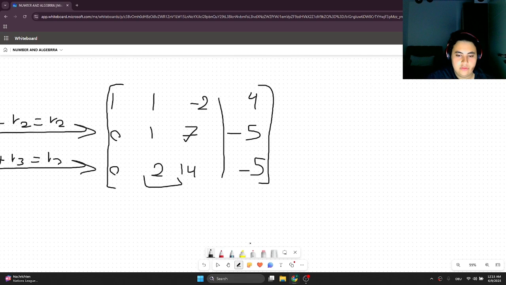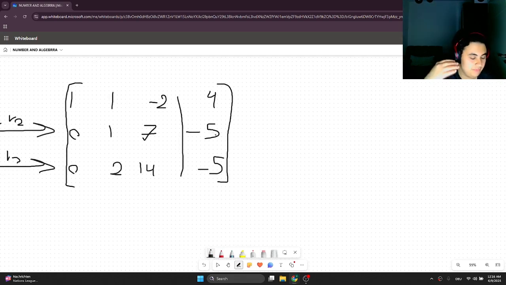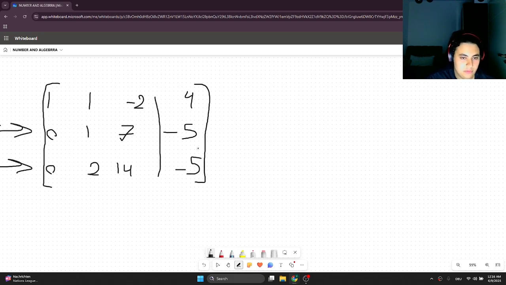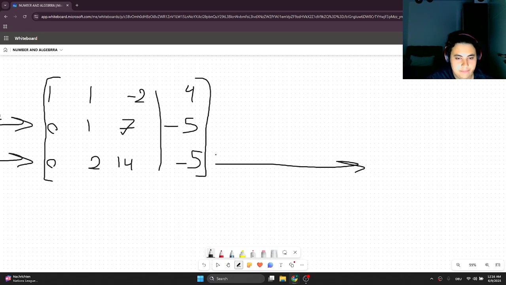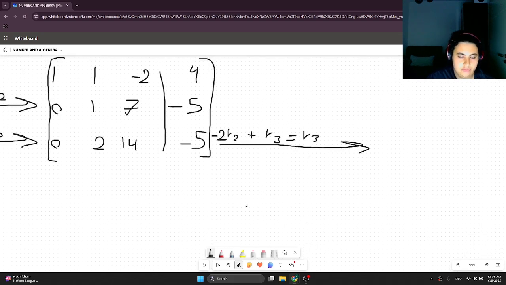Now I need to make this value over here 0. I'm going to use my second row, because from the first question we saw that using row 1 to solve for this third 0 doesn't work. It changes this value over here from 0, and we want to keep this as 0. So we're going to multiply the second row by negative 2 and then add row 3, and that should give us our new version of row 3.